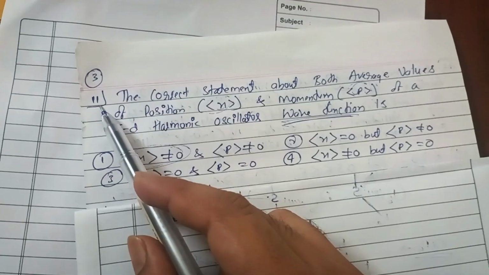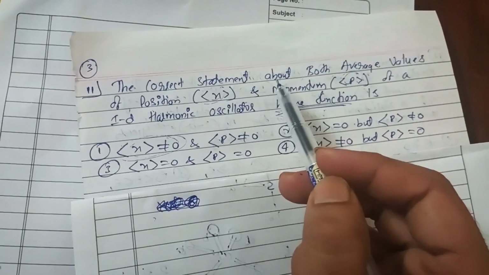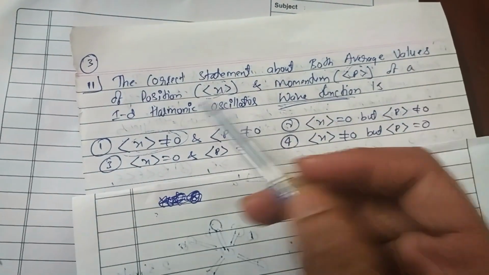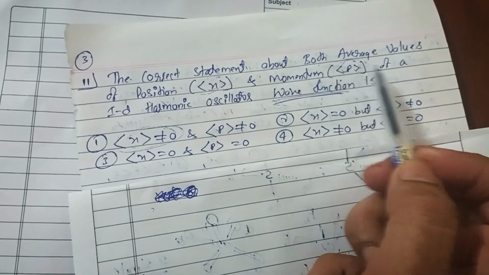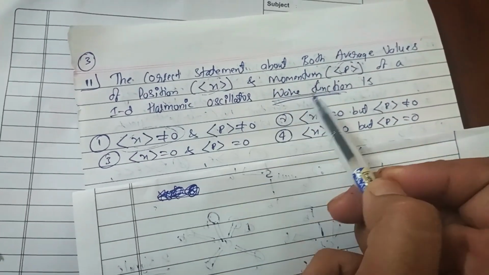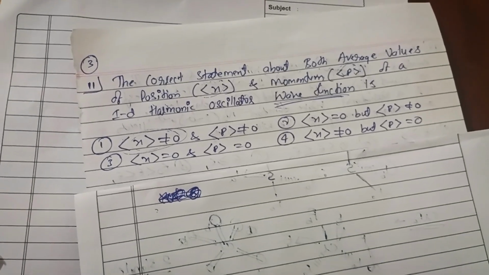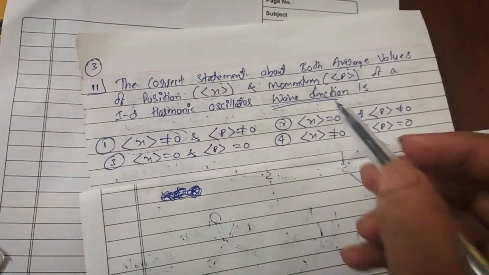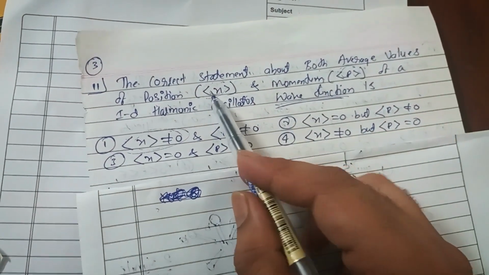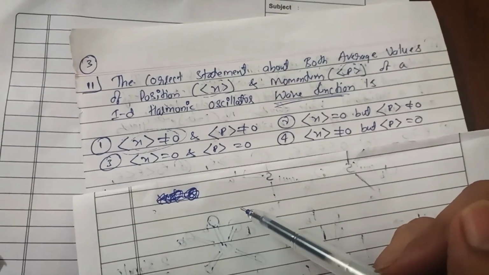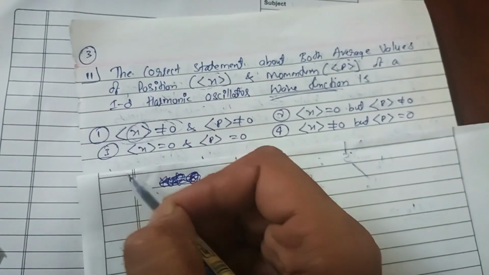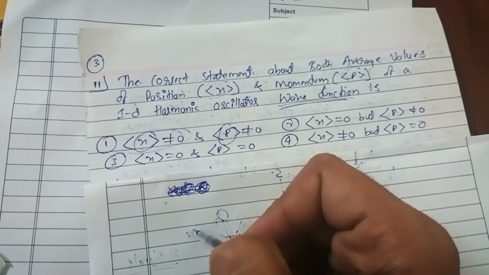Let's discuss the 11th question. The correct statement about both the average values of position and momentum of the 1D harmonic oscillator wave function is. They are asking about the correct values of the wave function for both position and momentum. Here x is the position and p is the momentum.